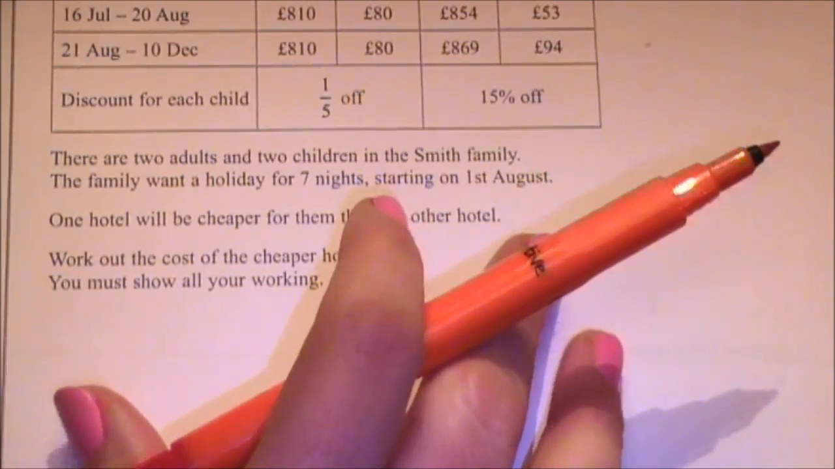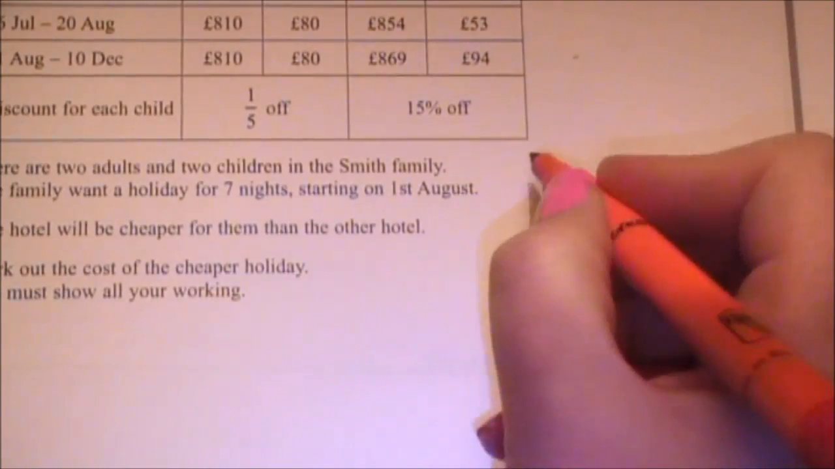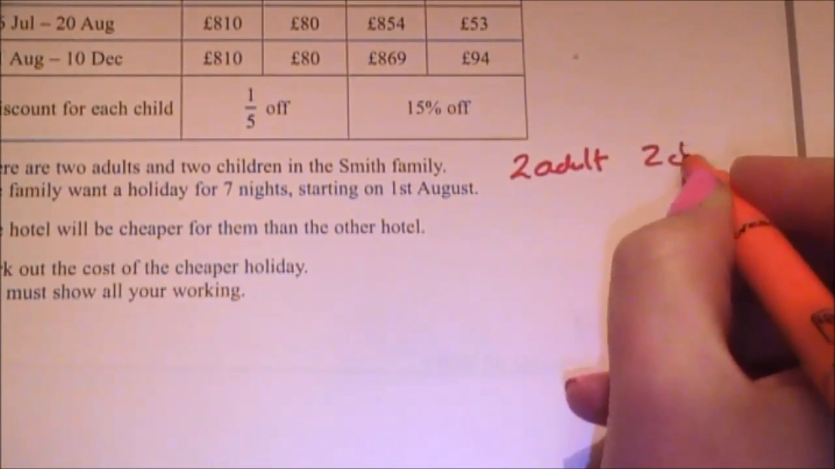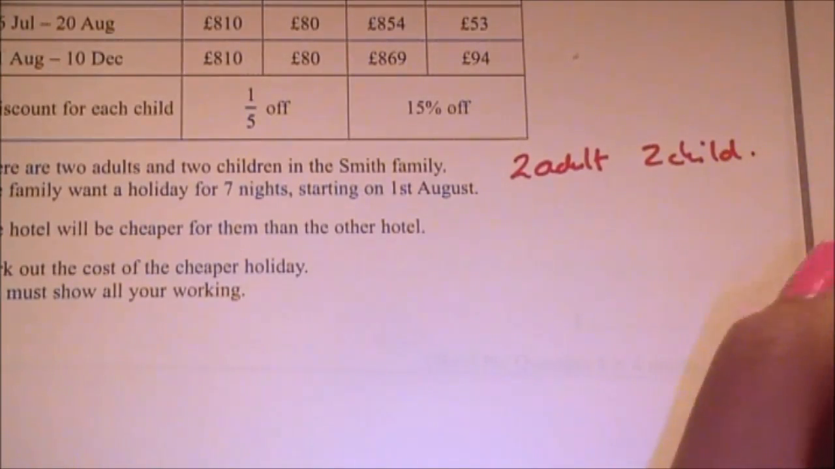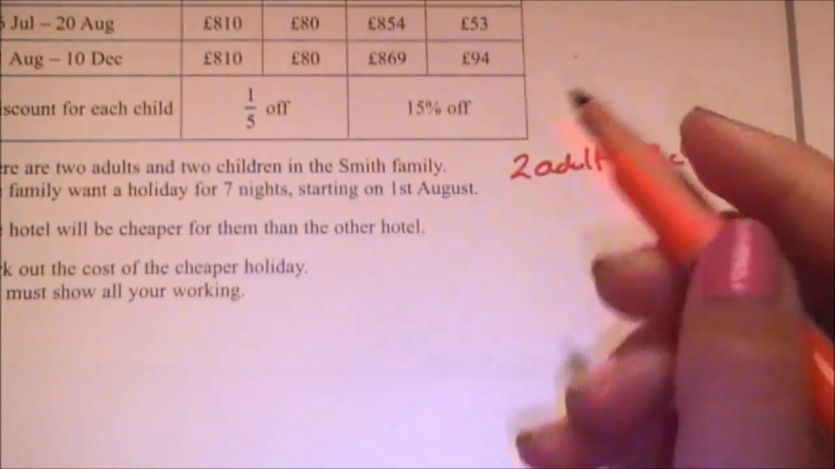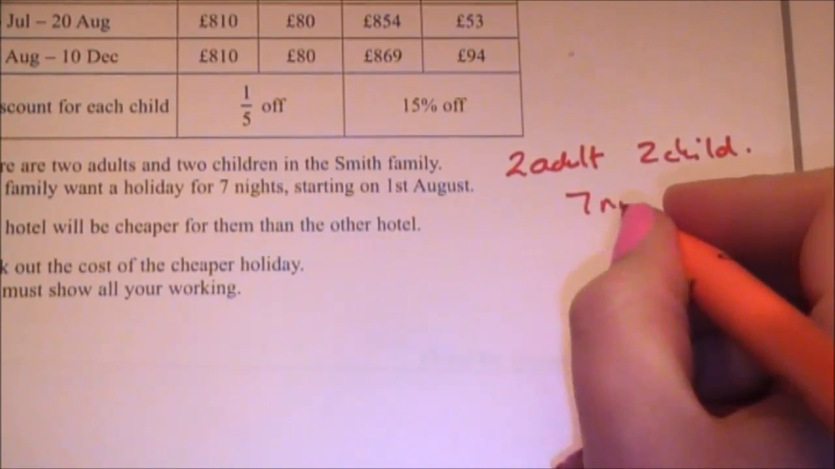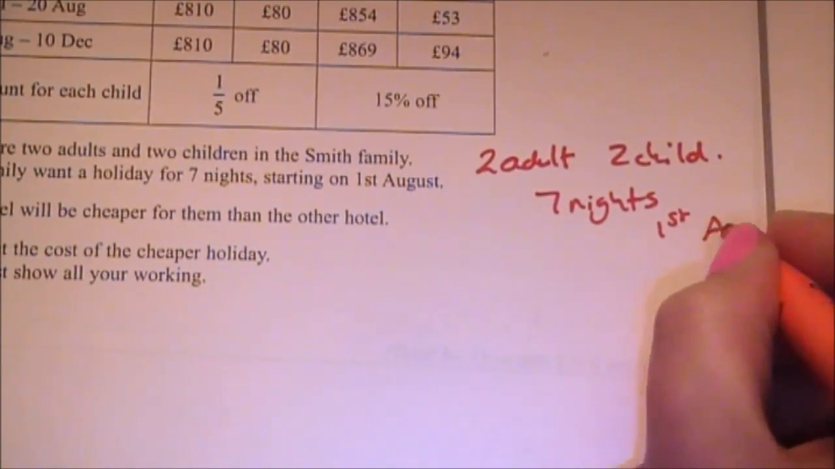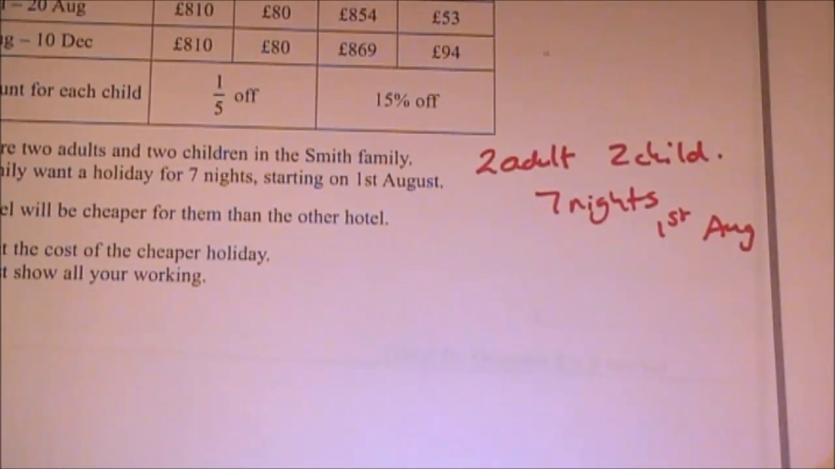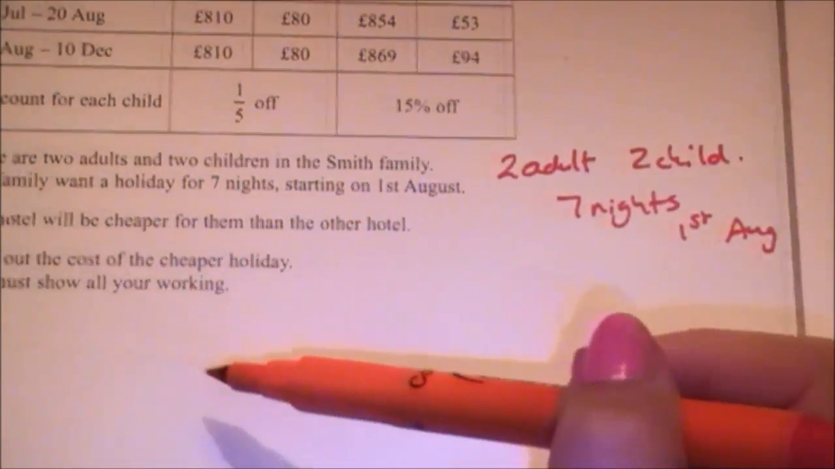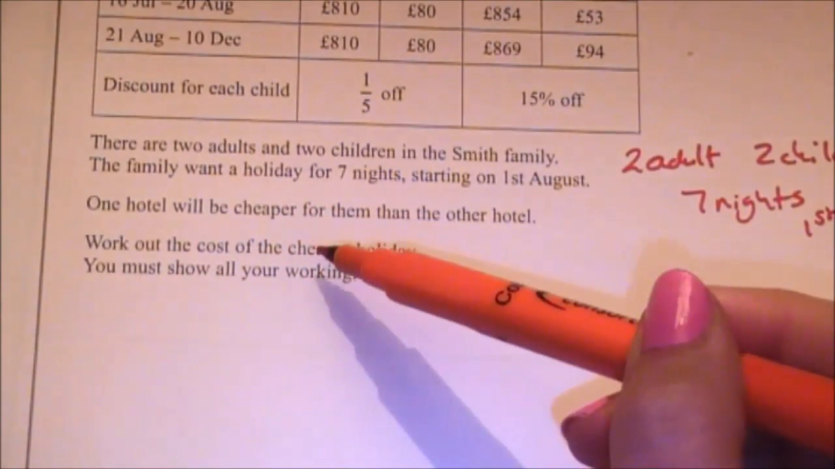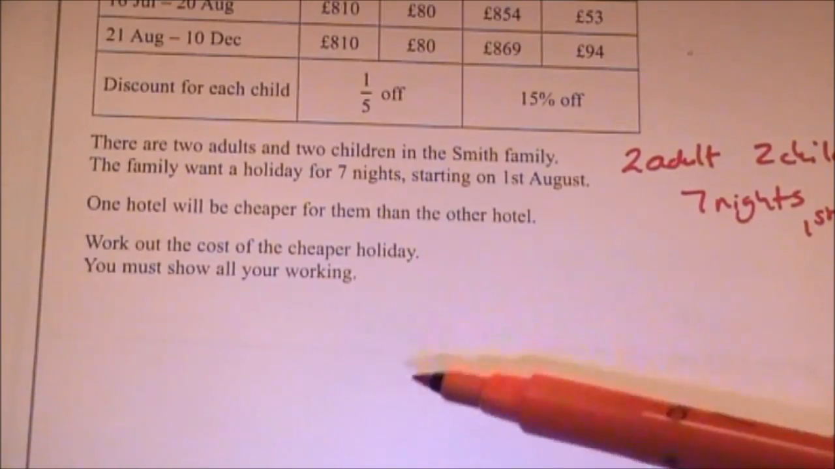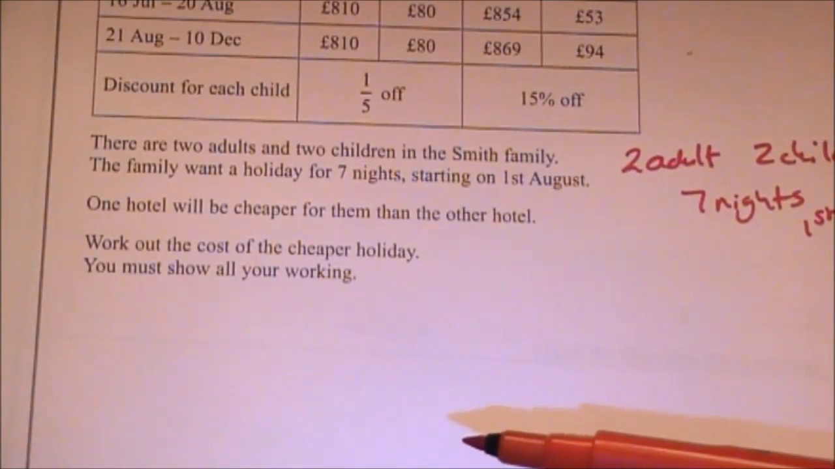There are 2 adults and 2 children in the Smith family. I'm going to make a note of that. 2 adults and 2 children in the Smith family. The family went on holiday for 7 nights, starting on the 1st of August. And they're actually telling you here, look, one hotel will be cheaper for them than the other hotel. Work out the cost of the cheaper holiday. You must show all of your work.